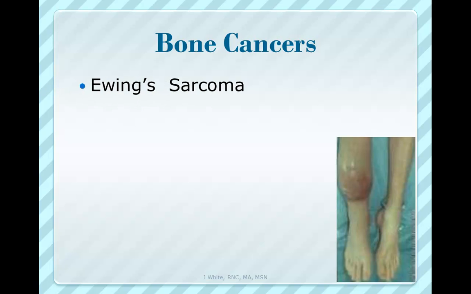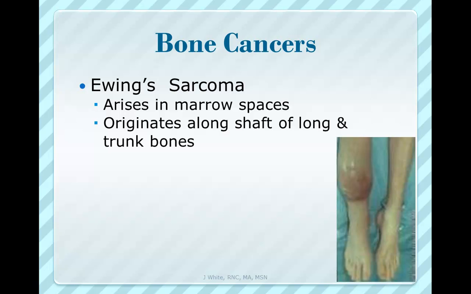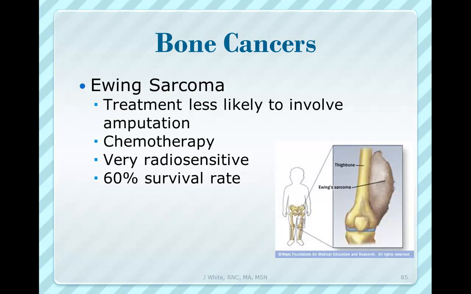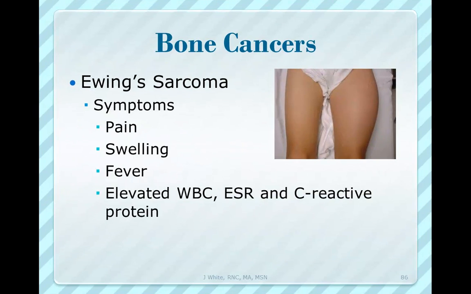Another cancer is Ewing sarcoma. It arises in the bone marrow, along the shaft, along bones in the trunk. It occurs primarily in whites and Hispanics. In this case, there's a translocation of genes, and that just means gene 11 is in 22's place and 22 is in 11's place. Treatment is less likely to involve amputation. Survival rate is 60%. Not as likely to survive this one as you are to survive osteosarcoma. We do chemotherapy, and it is also very radiosensitive, so they may treat it that way.